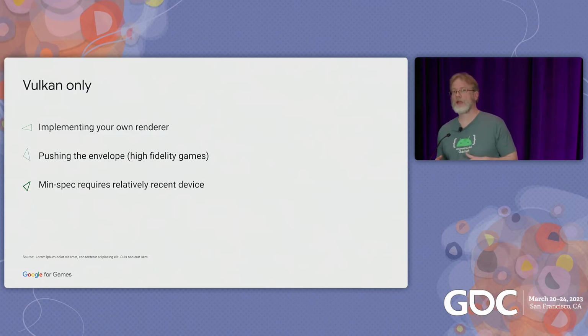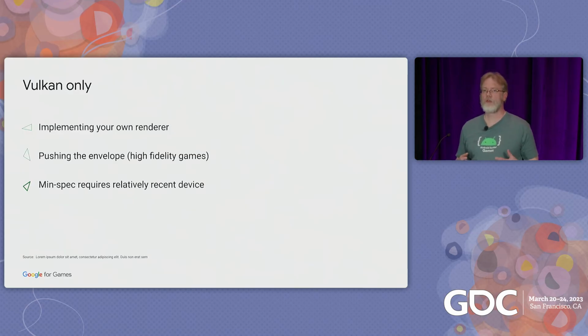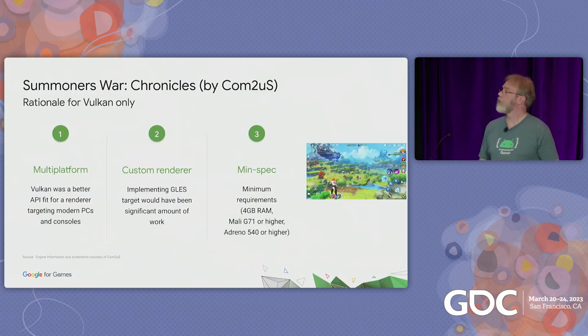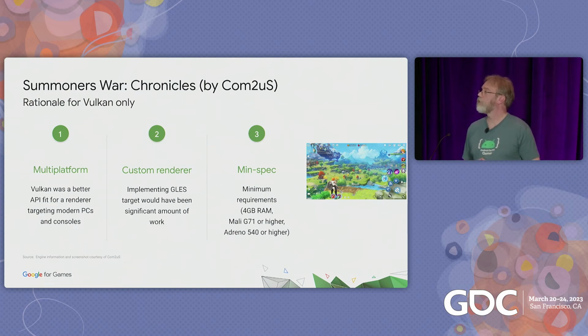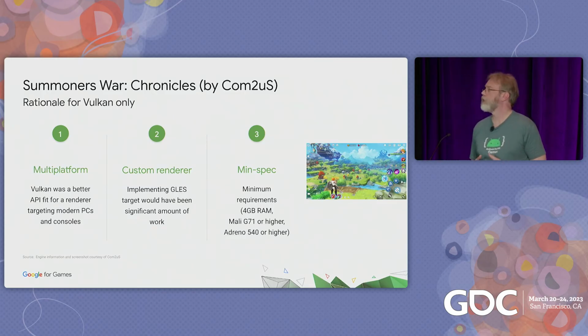And as we saw early on, Vulkan 1.1 has been a requirement for 64-bit devices since Android 10. So looking at that time horizon, we're already at 75% of active devices, and that number is only going to increase over time. When talking to developers, one recent developer has shipped a Vulkan-only title. It's similar to War Chronicles by Com2US. And they shared with us some of the rationale for why they went Vulkan-only.